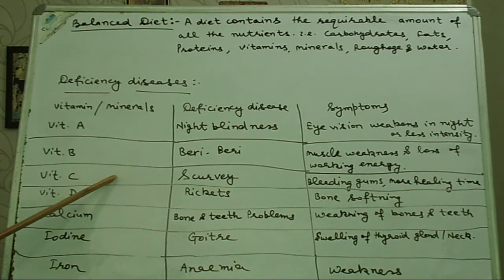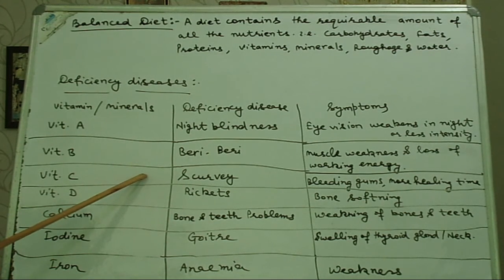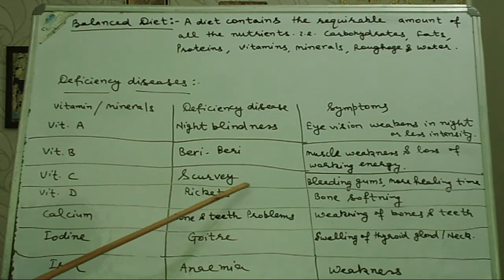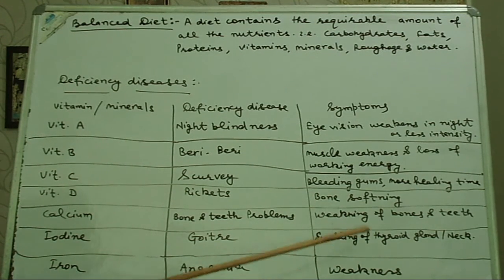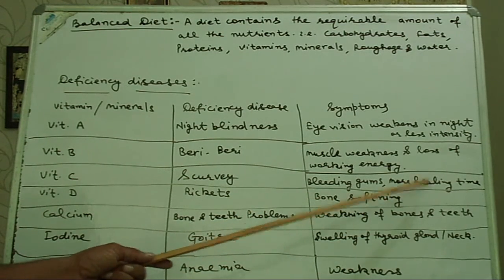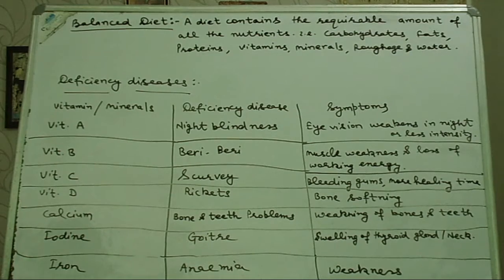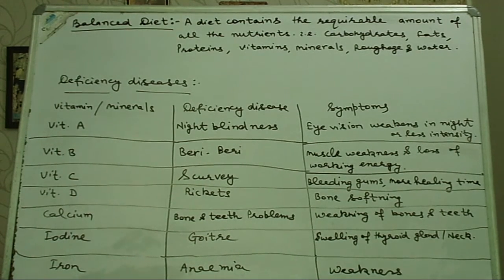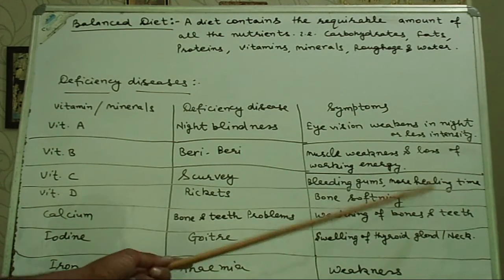Similarly, due to deficiency of vitamin C, the deficiency disease is scurvy. And due to scurvy, what can happen? Our gums can bleed, bleeding gums. And what other problem can occur? Healing time will increase. You understand? Healing time, ਜ਼ਖਮ ਭਰਨ ਦੇ ਵਿੱਚ ਦੇਰ ਲੱਗਦੀ ਹੈ. Healing time can increase by this.